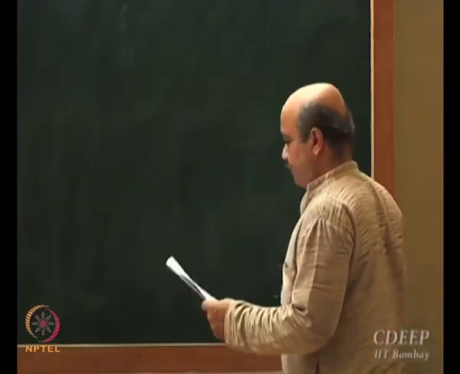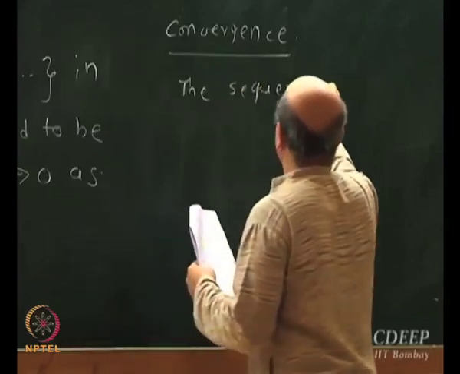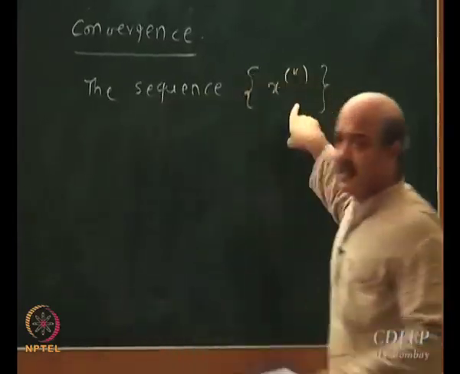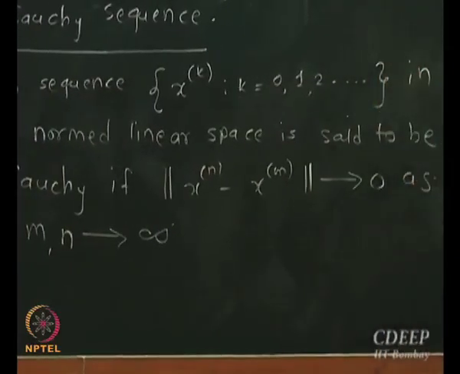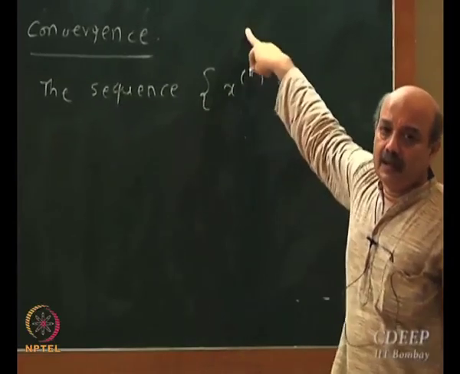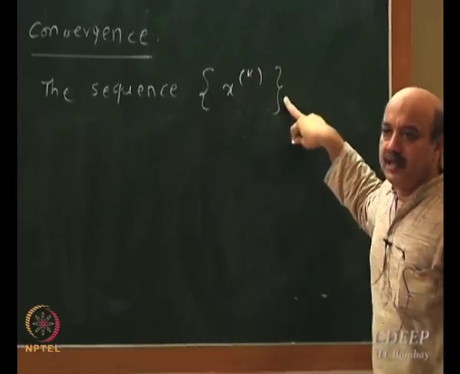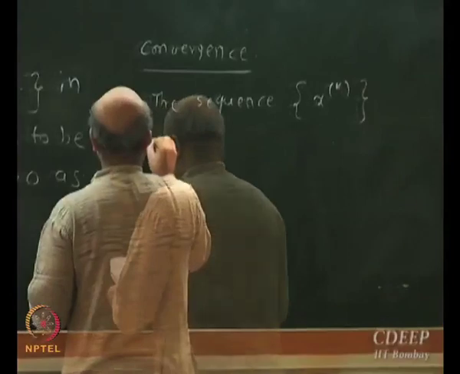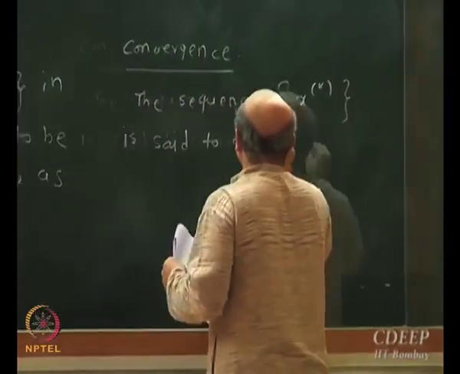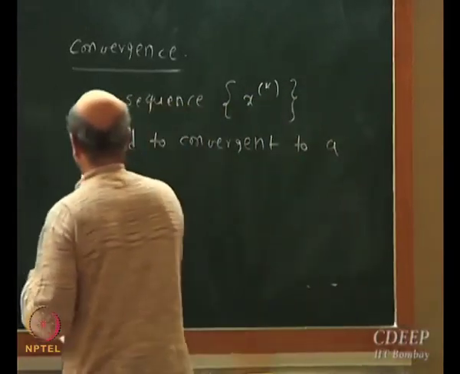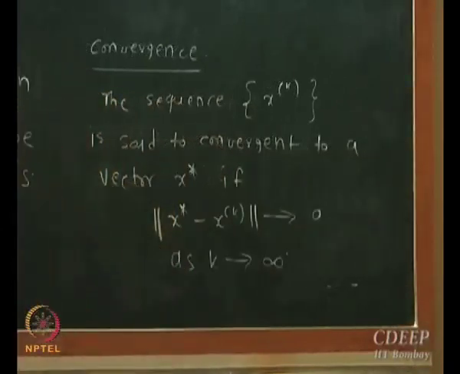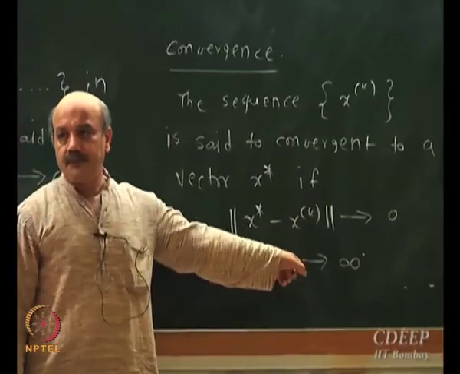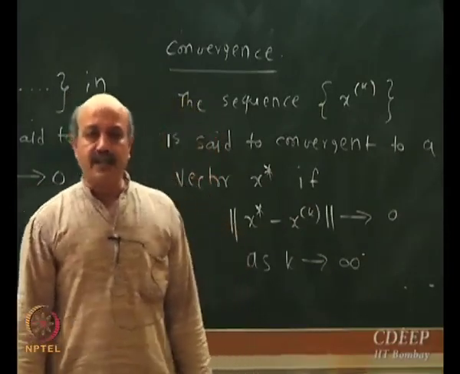Now, what is a convergent sequence? So, I am considering this sequence again. In fact, this is a shorthand notation for sequence. I'm not going to write every time k going from 0 to infinity or k going from 0 to n, whatever it is. Curly braces x superscript k is a sequence, okay, in a non-linear space or a non-vector space. Now, this is said to be convergent to a vector x star if difference between x star and xk goes to 0 as k goes to infinity.